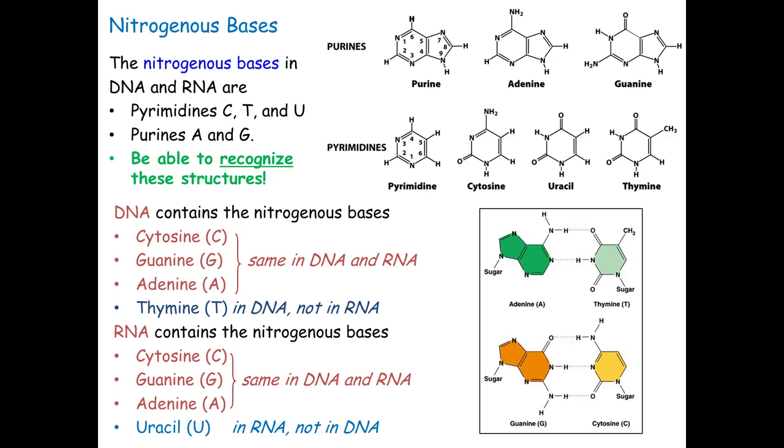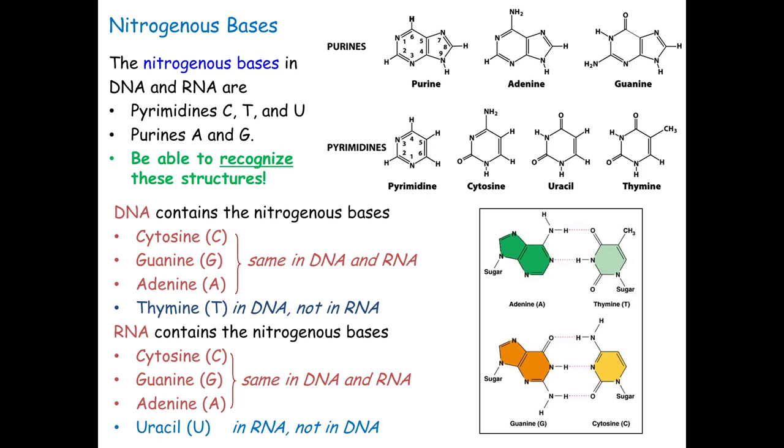If I give you a picture and you can identify it instantly as a purine because you see the two rings, then ask yourself, does it have an oxygen? If it does, guanine. If it does not, adenine. All right, we'll stick with just those simple basic ones. If you see a single ring, you confirm that it has two nitrogens. It's one of the pyrimidines.